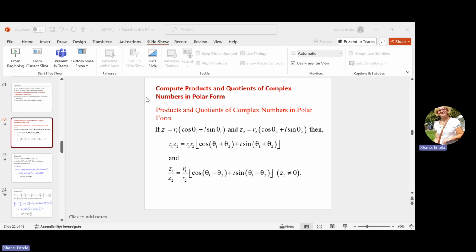There you go. So: compute the product and the quotient of complex numbers in the polar form. Remember, the numbers have to be in the polar form. Now, you all understand that if I'm computing the product and the quotient, I have to have two complex numbers. So I'm going to call them Z1 and Z2.